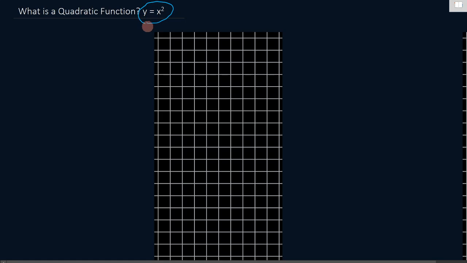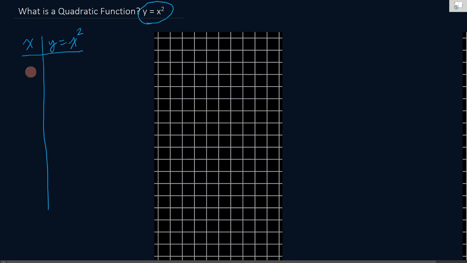So we're going to start by looking at this function y equals x squared. And if we're going to try to figure out what this function looks like, a very useful place to start is with something called a t-chart. So let's start with our x values, and our y values are going to be x squared, because that's what our function is, y equals x squared. This is called a quadratic function.